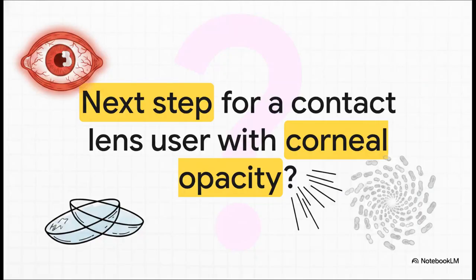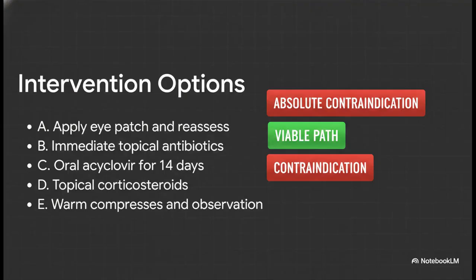Let's look at another integrated assessment. This management scenario demands the correct prioritization of acute interventions for a compromised cornea. Our patient is a 24-year-old who habitually sleeps in their daily wear contact lenses. They present with severe photophobia, an acutely painful red eye, and a visible corneal opacification. Option B is the absolute correct intervention here. Immediate topical broad-spectrum antibiotics are completely mandatory to halt the bacterial destruction.